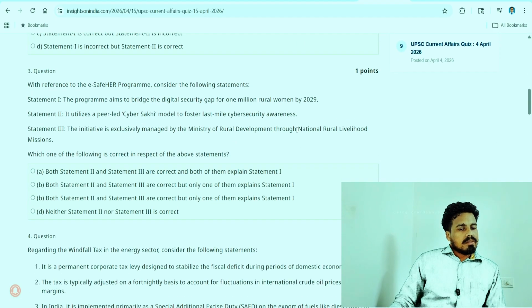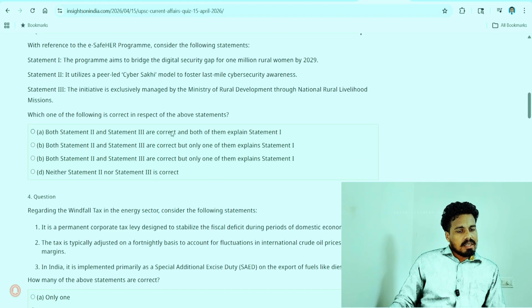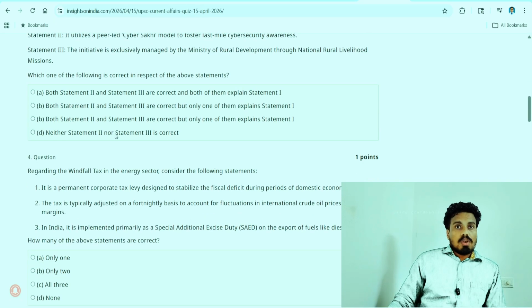And the third one: with reference to the Safe Her program, consider the following statements. Again, 3 statements are given. You have to check which of them are correct. And let's read the options now. Both statements 2 and 3 are correct, and both of them explain statement 1.